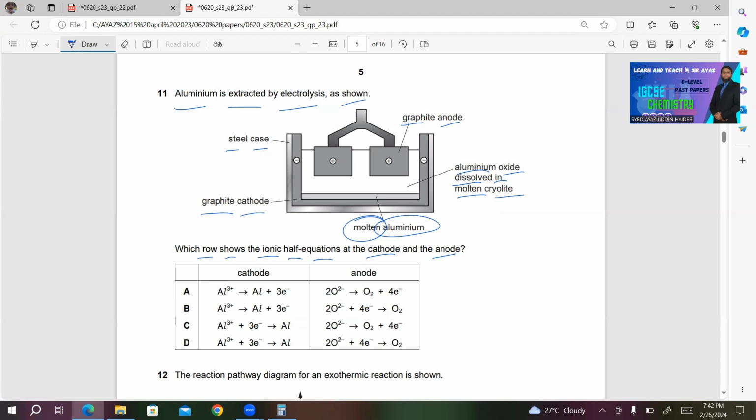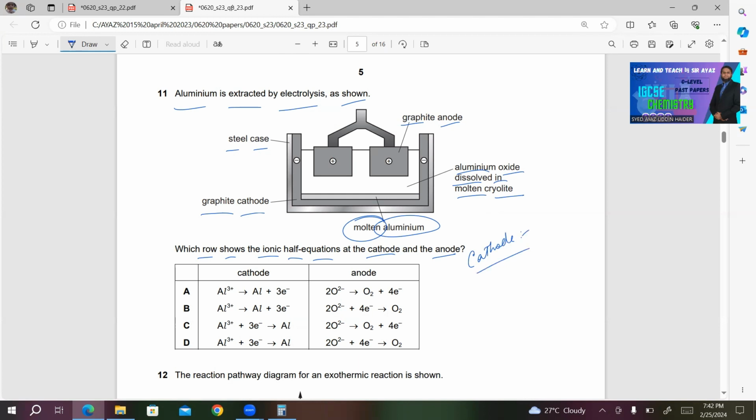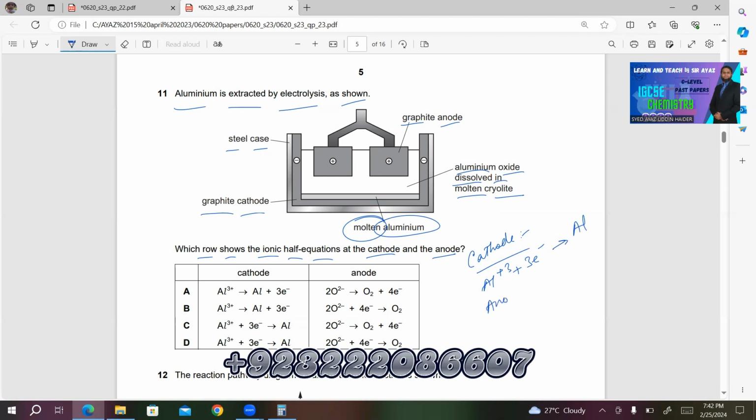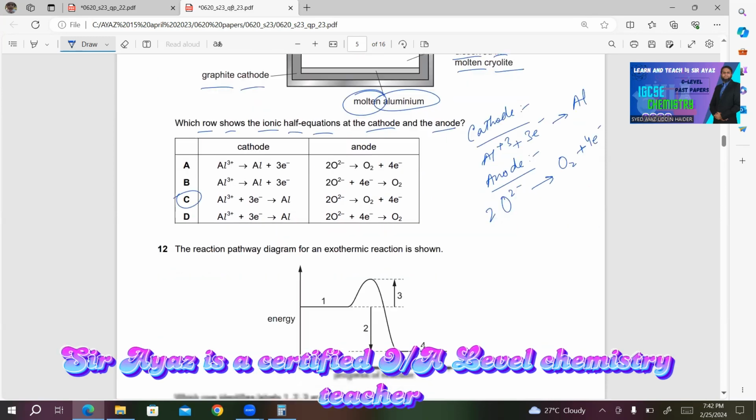Now, during the electrolysis of aluminium at the cathode, there is reduction of aluminium 3 plus ions. So we have this equation, Al3+ plus 3 electrons gives aluminium, and at the anode, oxide ion, that is O2-, loses electrons producing oxygen gas. Let's balance the equation. We'll get 4 electrons. So it's easy to decide. C will be the right answer for this question.